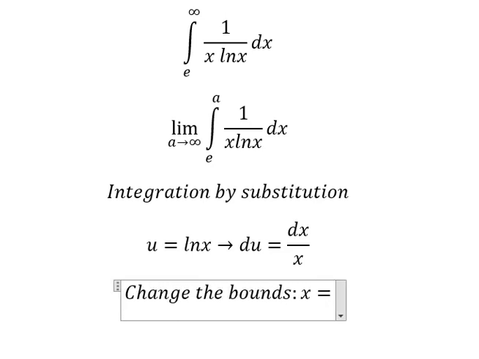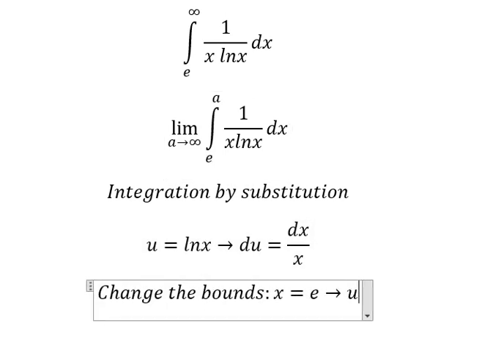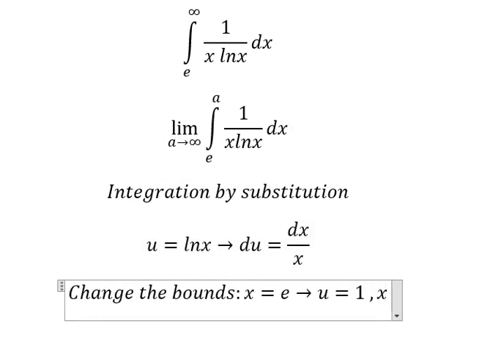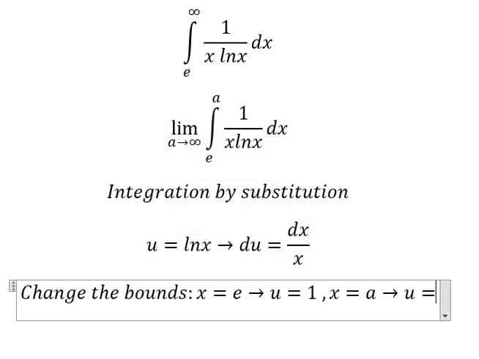When s equals e, from here I will put e in here, and then we have u equals 1. When s equals a, I will put a in here, and then u equals ln(a).